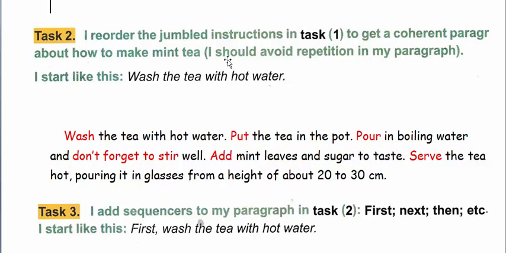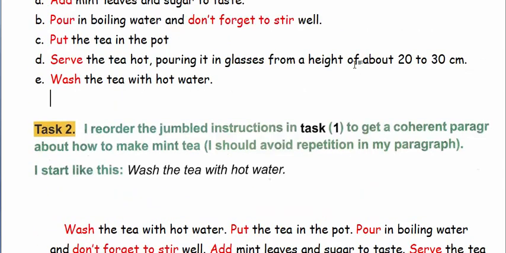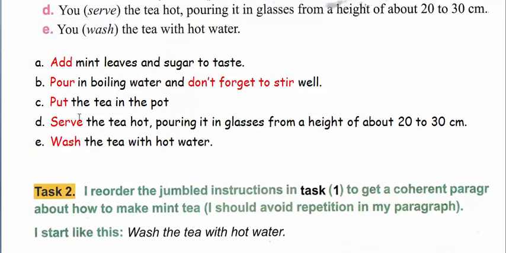And now, why did they ask you to avoid repetition? If I didn't avoid repetition here, for example, put the tea in the pot. Serve the tea hot. Now there is a repetition. You should omit one of them, okay?